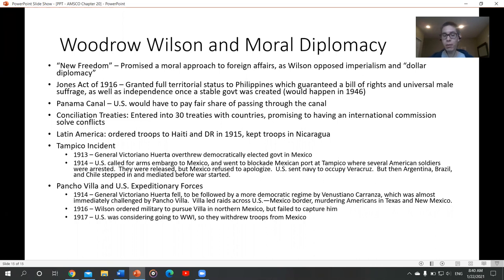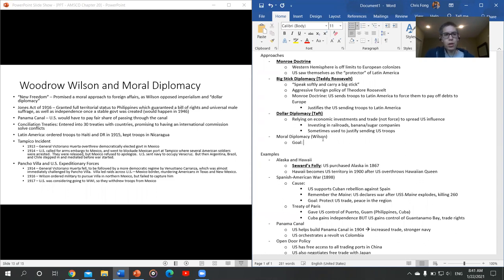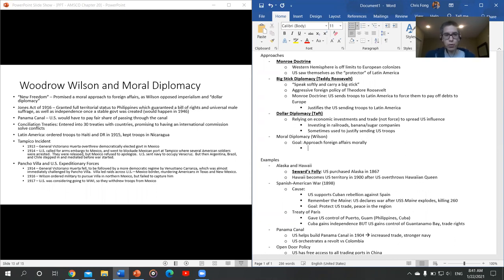So Woodrow Wilson, like anybody, he had values. His values said that we should negotiate fairly with these countries, and we should use American power to spread American values and American morals. And sometimes he used the opposite. He used military force and military might, American power, to crush rebellions. So I'll put both of them here. So he said his goal was to approach foreign affairs morally. So, for example, he grants rights to the Philippines. He pays taxes to Panama. He creates plenty of treaties.